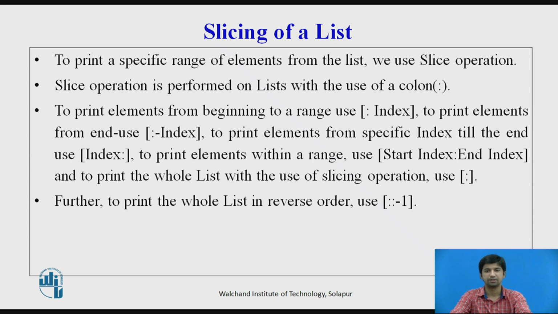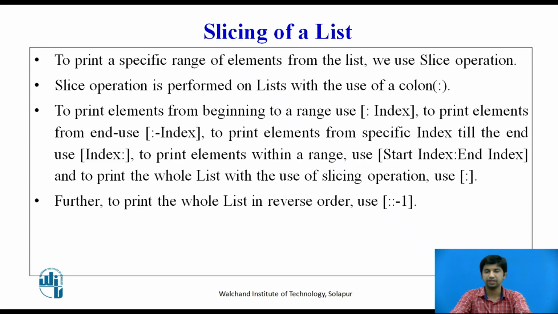Slicing of a list. When I say slicing, you're dividing a particular list and extracting a particular part from that list. The same thing happens in your list. It is used to print a specific range of elements from the list. Slice operation is performed on lists with the use of a colon symbol. To print elements from the beginning to a range, use colon. To print elements from the end, use a minus index.